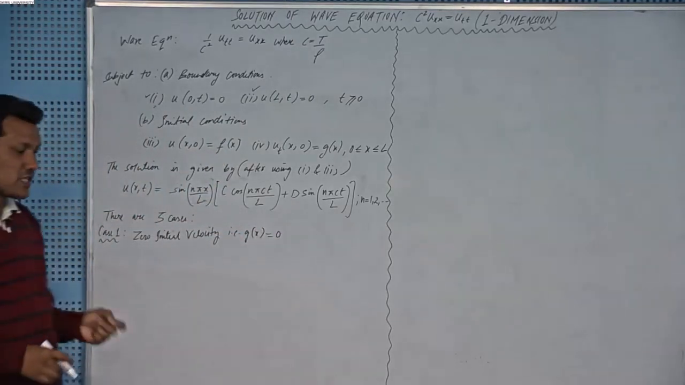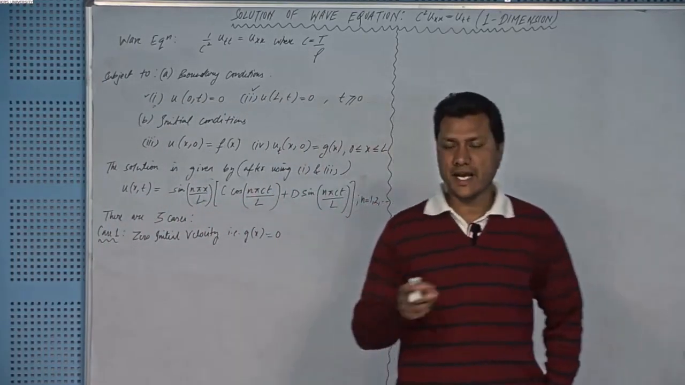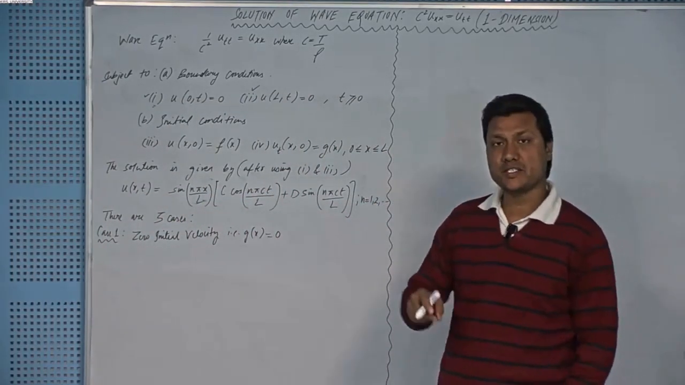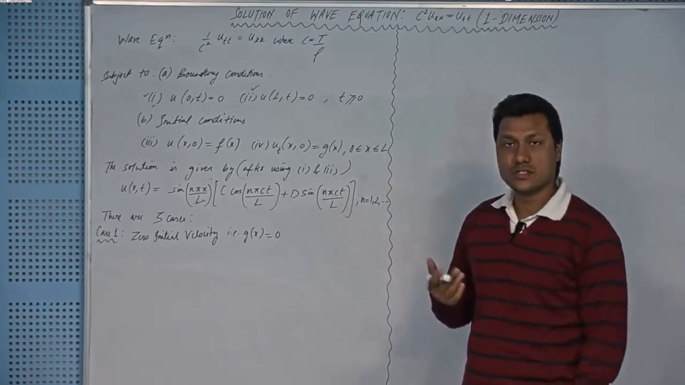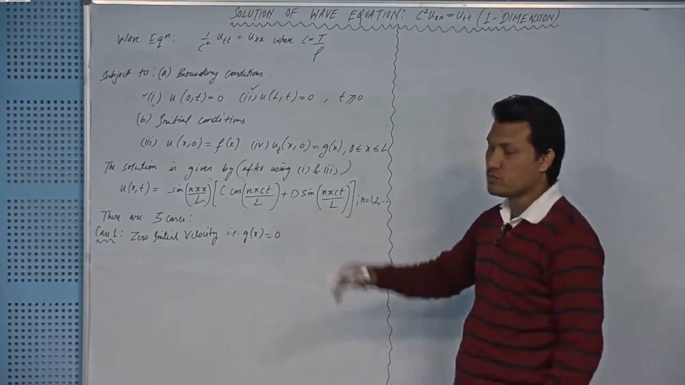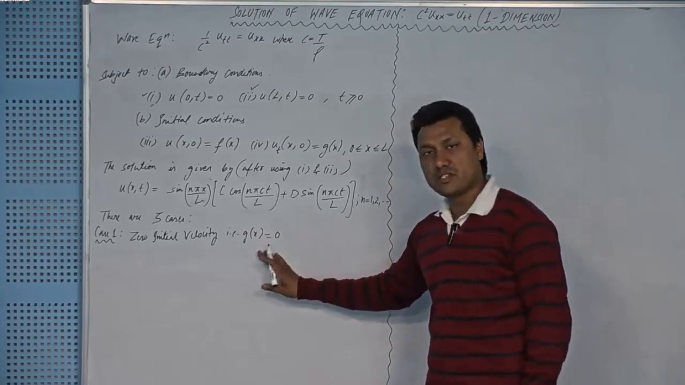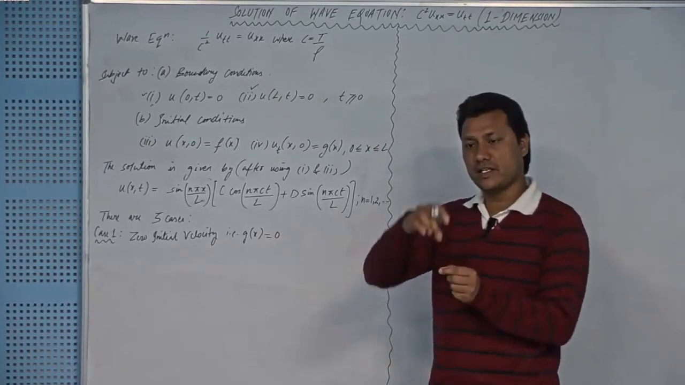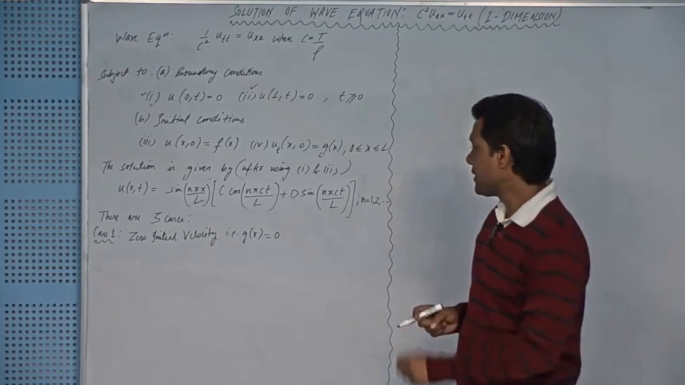This means vibrations can be started by pulling the string at one of its points and then releasing it, and that is called vibrations due to initial displacement. This is the case we are going to discuss. So with 0 initial velocity, the vibrations have been started by pulling and then releasing the string at the moment when t is equal to 0.